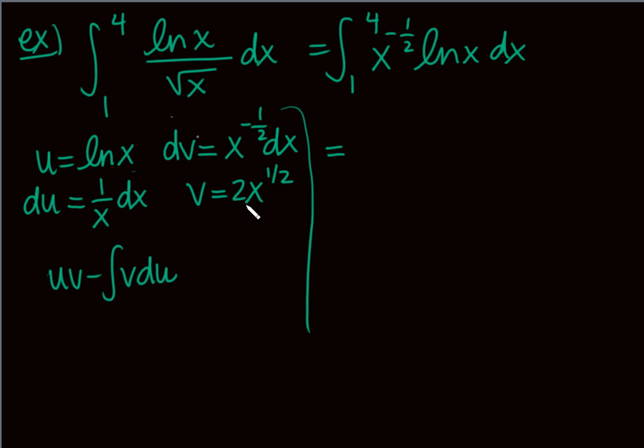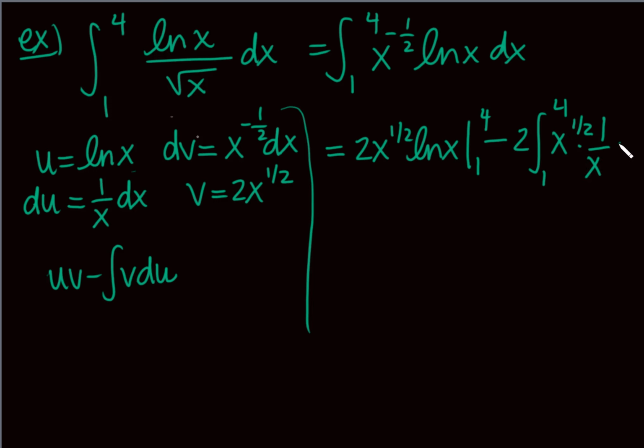Okay, so let's see what this equals. So u times v, that's 2x to the 1/2. I like to have my natural log second. Natural log of x evaluated from 1 to 4 because it's a definite integral, minus v, so there's my v, du. I'm going to go ahead and bring that 2 out because I can. And then I have my v, and my du is 1 over x dx.